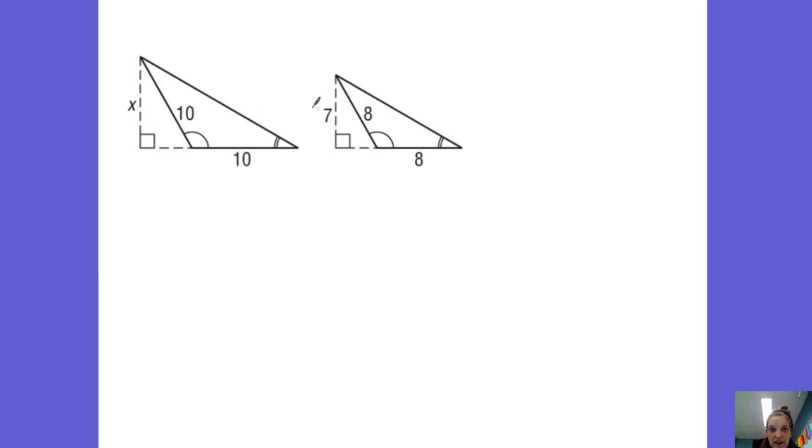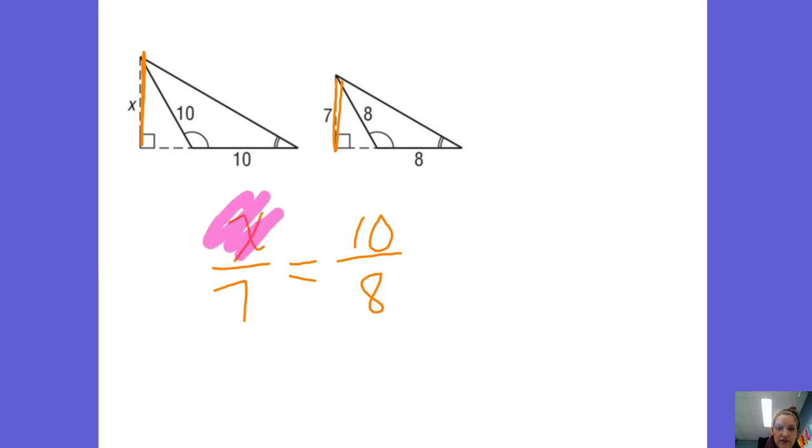So I'm going to do altitude over altitude equals side over side. So X over 7, altitude over altitude, is equal to side over side, and these are isosceles triangles, so it doesn't really matter which one I pick. So 10 over 8. And notice I'm doing left altitude over right altitude, left side over right side. So left over right equals the left side over the right side. Left over right equals left over right.